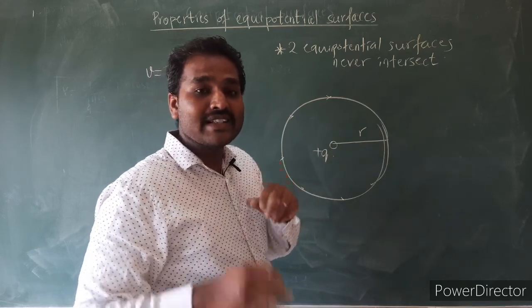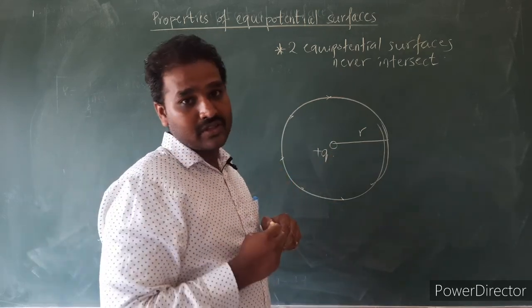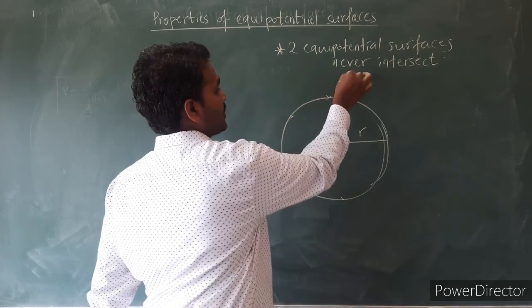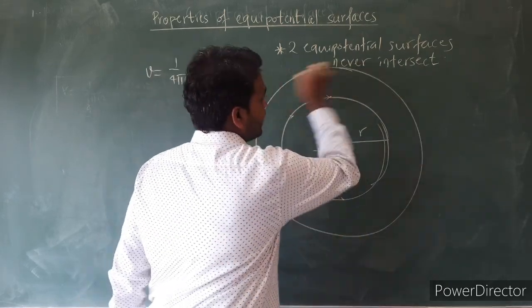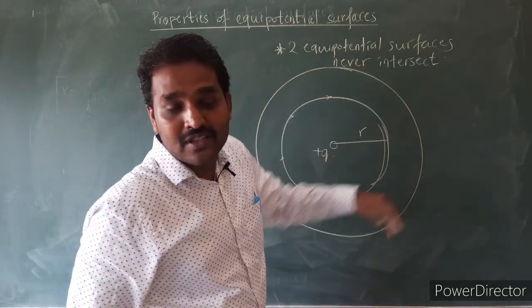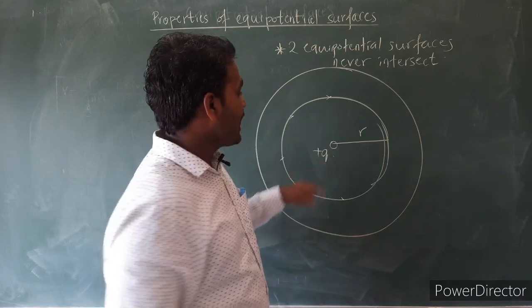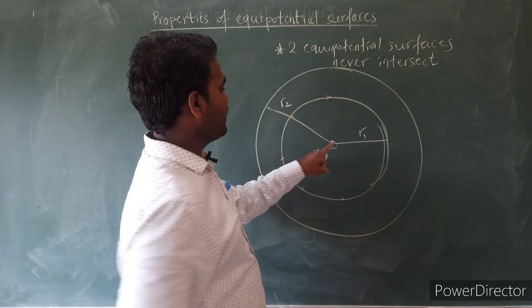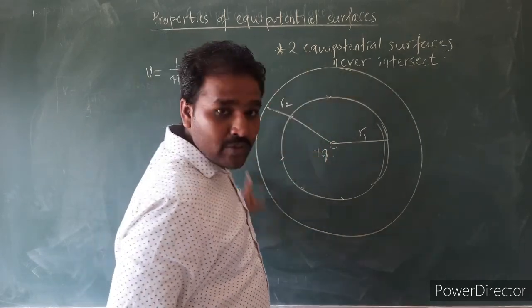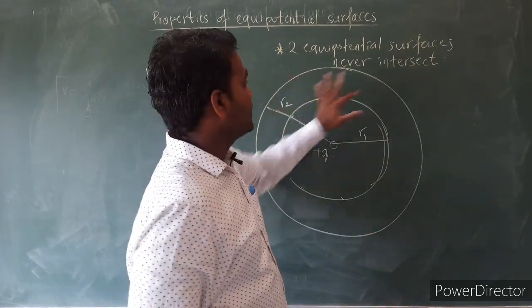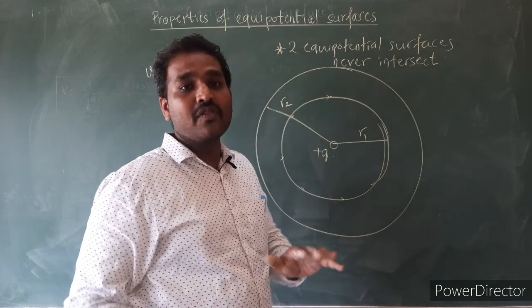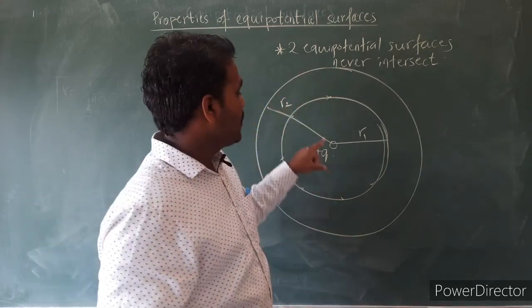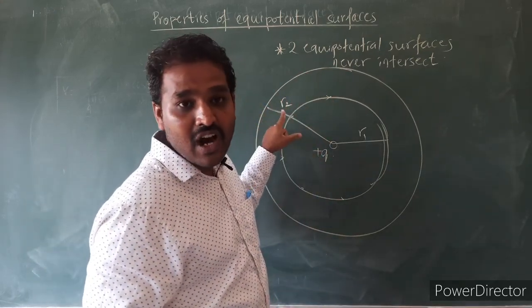If I consider another equipotential surface, so this is r1. This equipotential surface will be made up of a huge number of points which are at the same distance of r2.